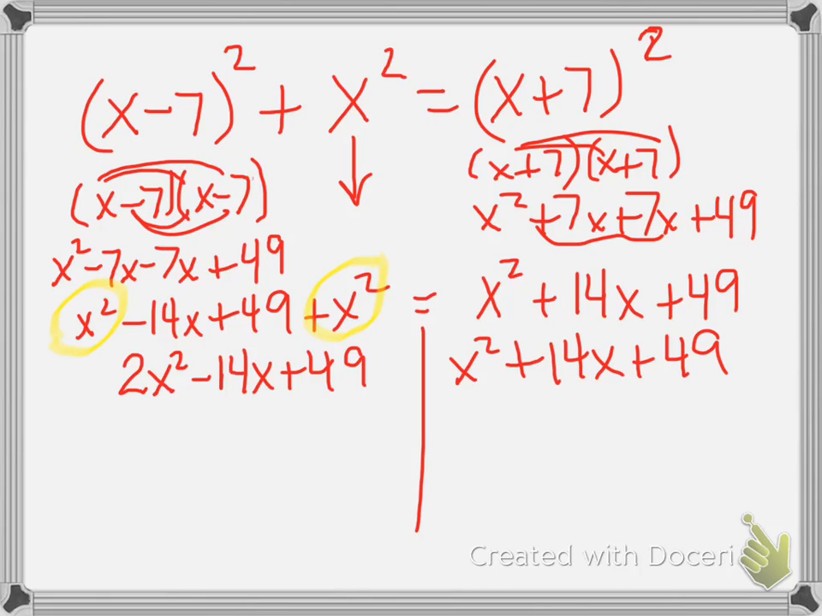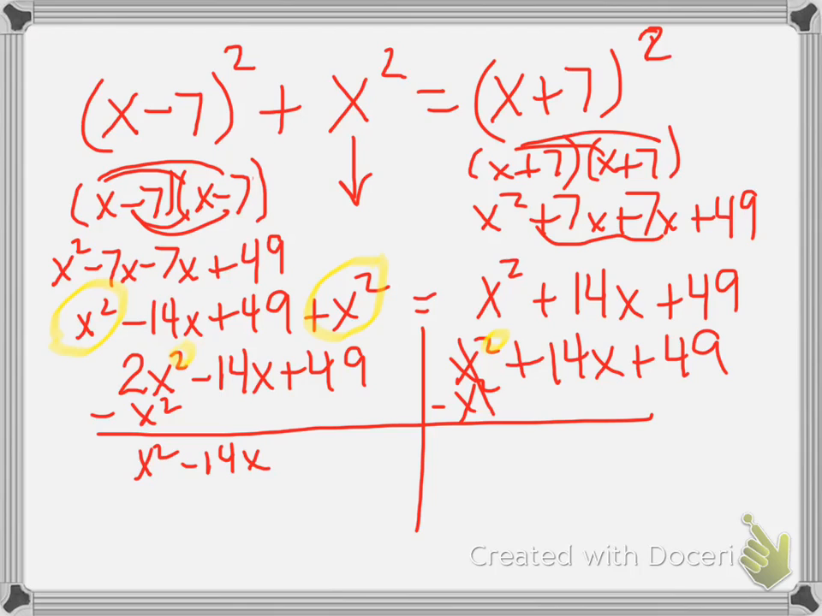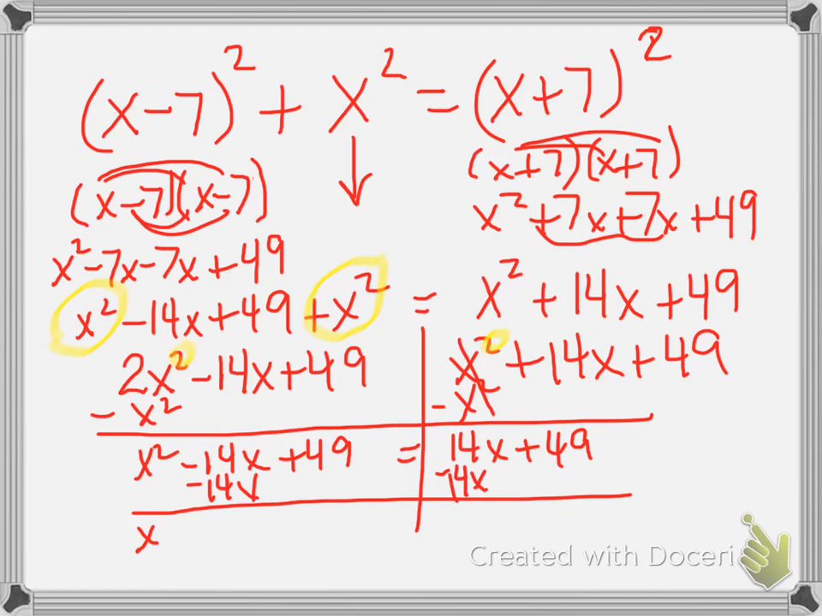The reason I know I have to do that is because every time you have a power of 2, you have to move them all over and either use the quadratic equation or factor it. So I'm going to move my x squared over here. I'll just do it one step at a time. And you get x squared minus 14x plus 49. On this side, I still have 14x plus 49. So now I'm going to move my 14x over. So now I have x squared minus 28x plus 49.